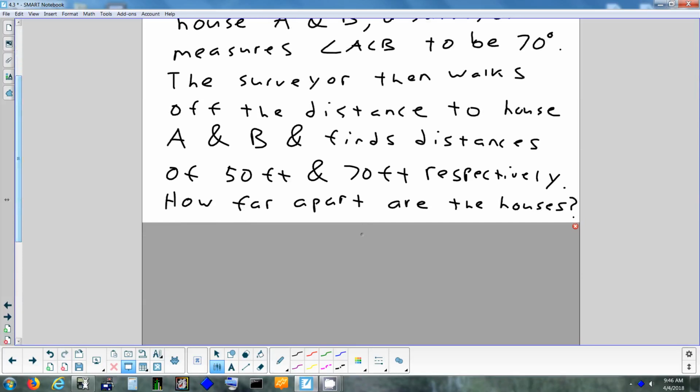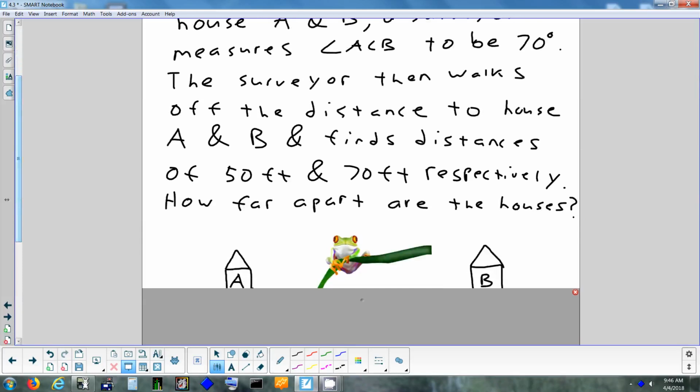All right, so again, there could be all kinds of reasons why you can't walk directly between the two houses. In our particular problem, it's going to be because there's poison tree frogs. So poison tree frogs between the houses, you can't walk between them. It's no good.